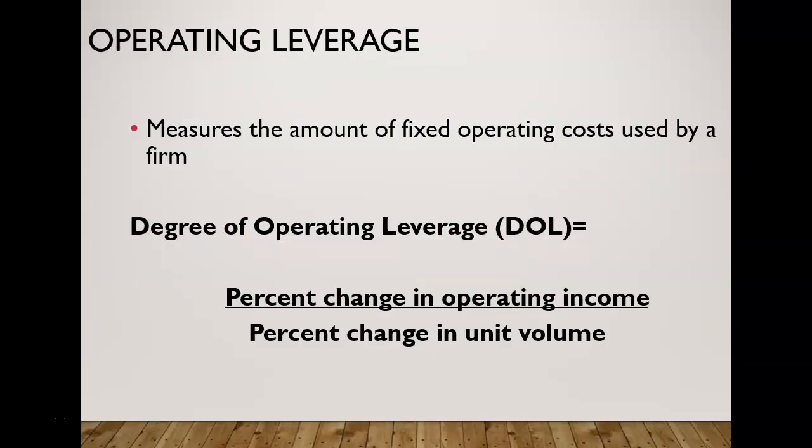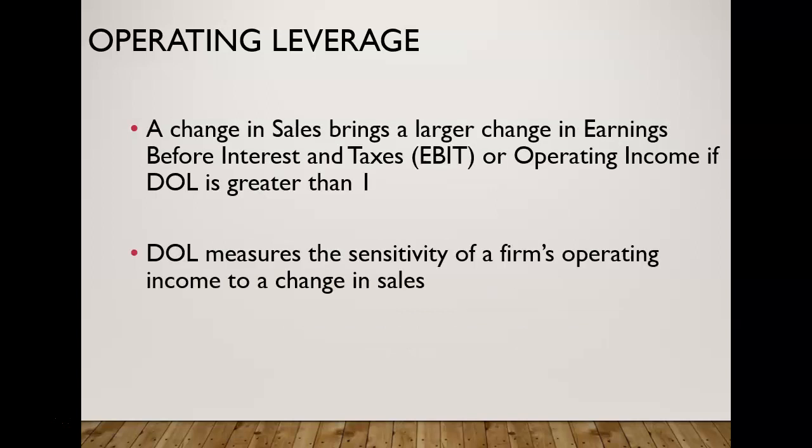and so on. So, measuring the amount of fixed operating costs used by a firm, that's what operating leverage does. It measures the amount of fixed operating costs used by a firm. So the degree of operating leverage is equal to what? The percentage change in operating income over the percentage change in units. The degree of operating leverage is equal to the percentage change in operating income divided by the percentage change in units.